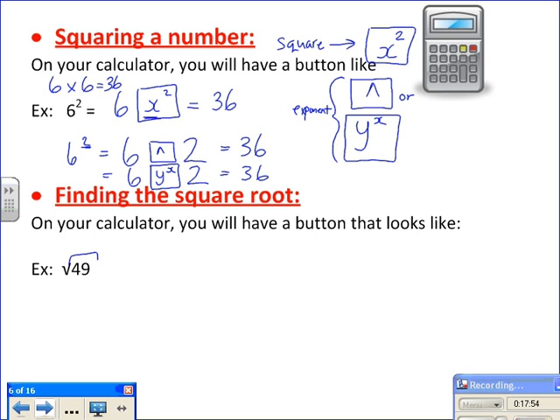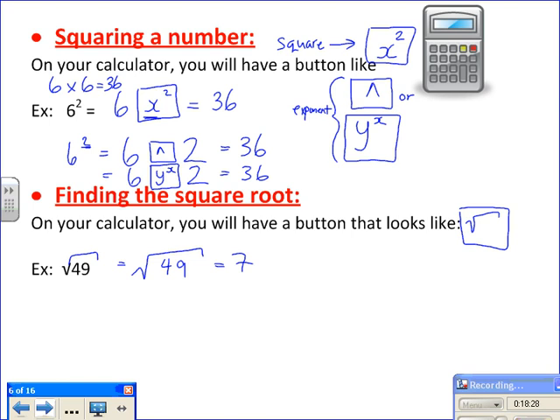Finding the square root, again on your calculator: if you're looking for the square root of 49, you will either have a button that looks exactly like that, a square root button. If you have that, then you're simply going to hit the square root button first, and then put in 49. So you're telling your calculator to take the square root of 49, and it should come out to be 7. You might have to do that in a different order. Some calculators prefer to have the 49 first and then the square root symbol.